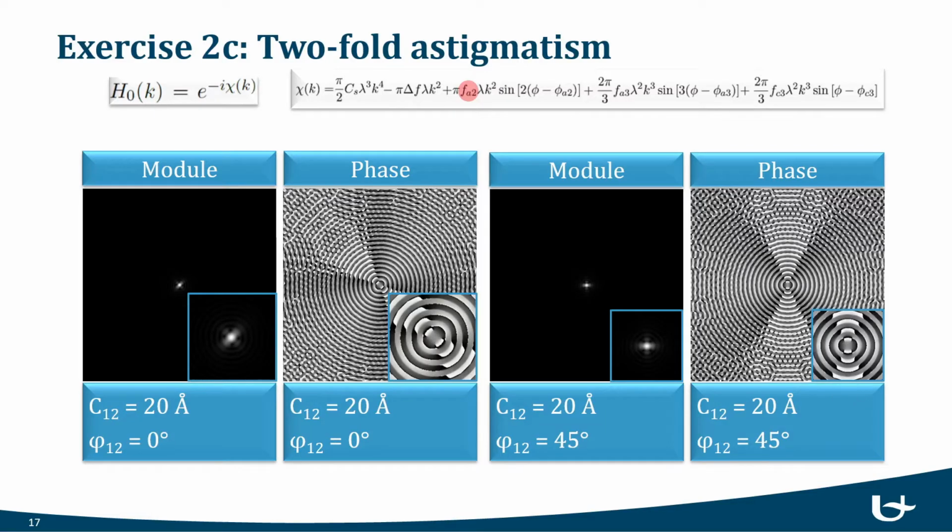From our simulation results, we can see the effects of the two-fold astigmatism on the incident wave in real space, in both the modulus and its phase. Due to the fact that it is not a symmetrical aberration, it is quite dependent on the orientation or azimuthal angle.